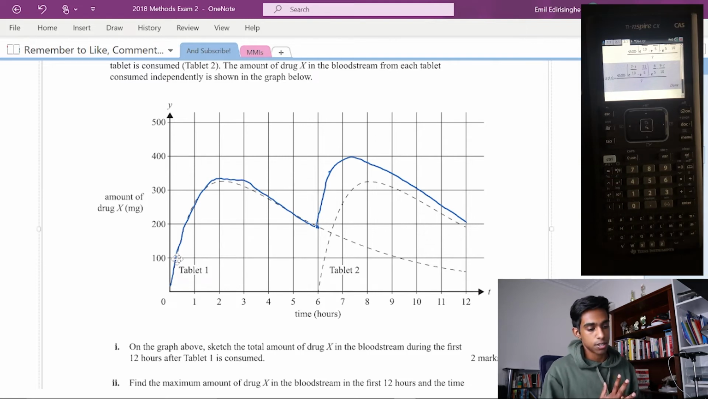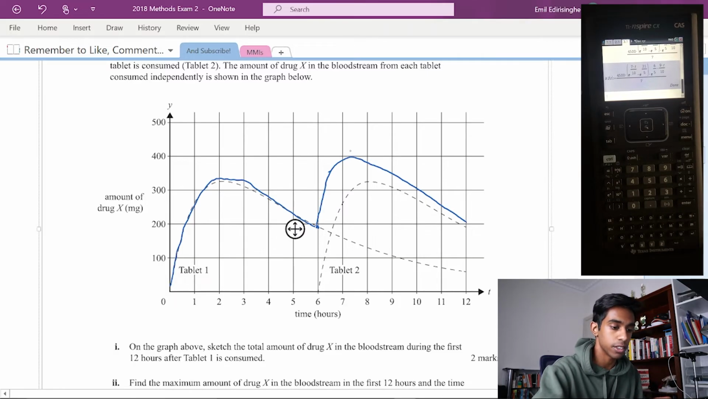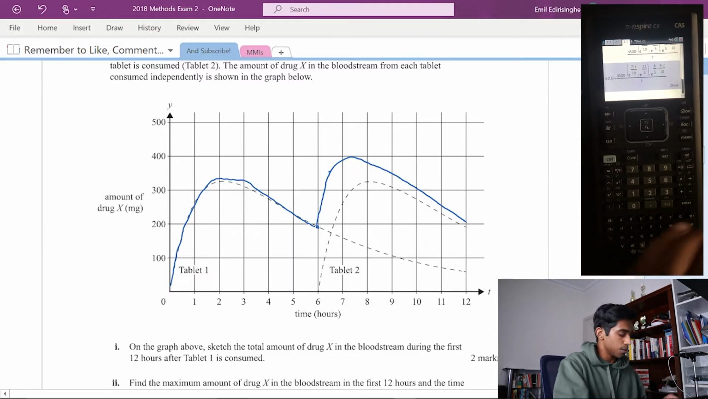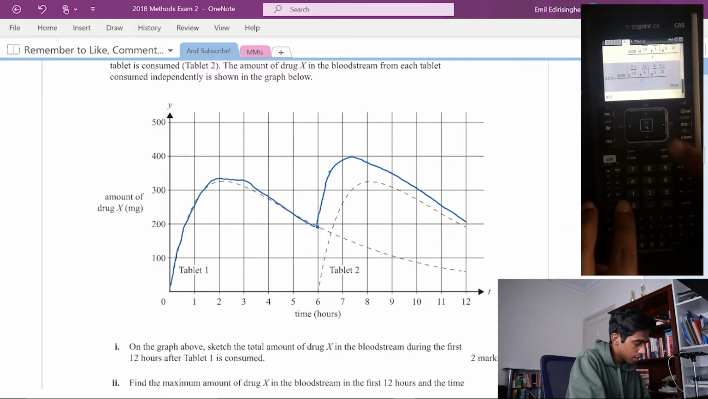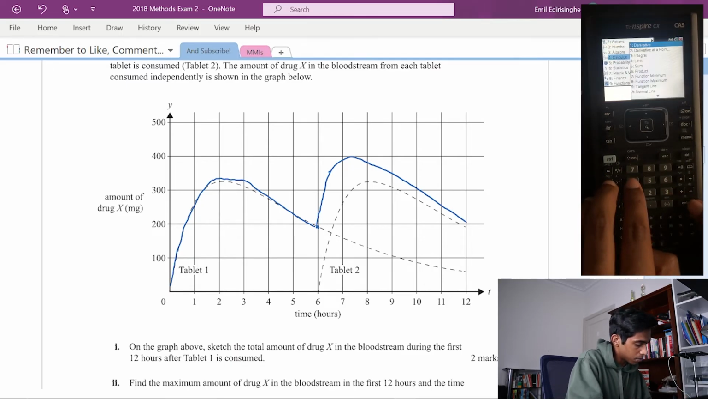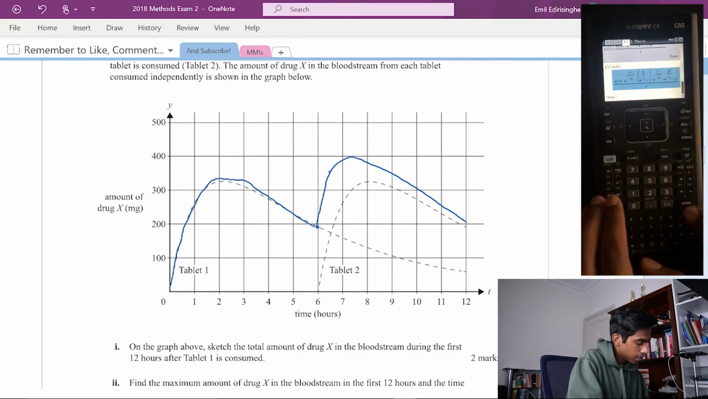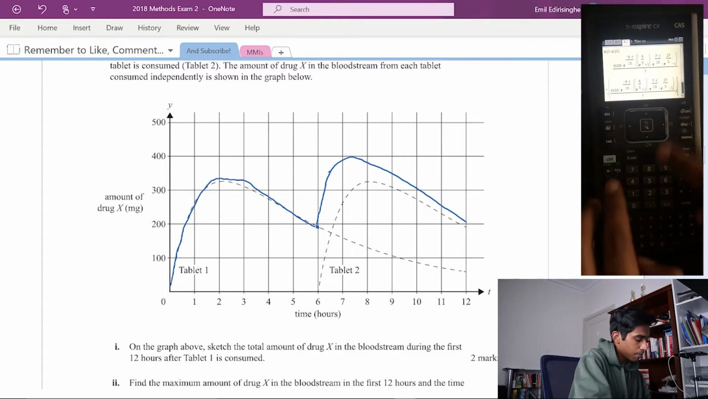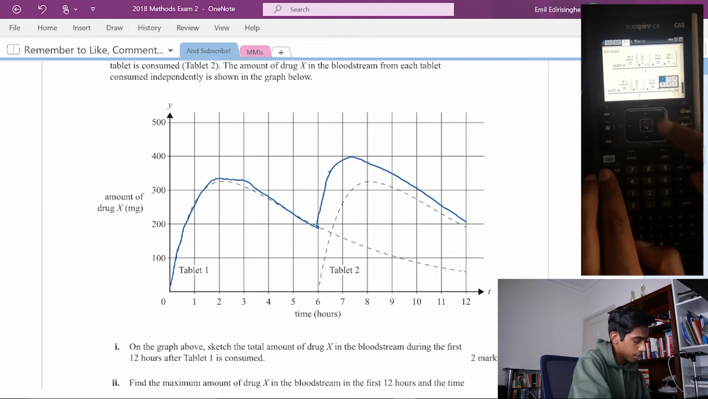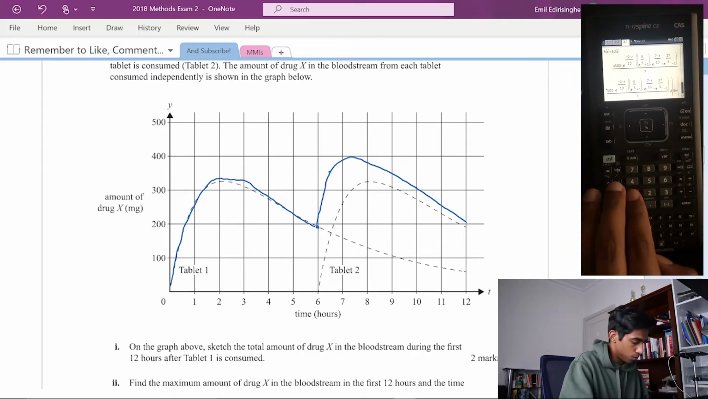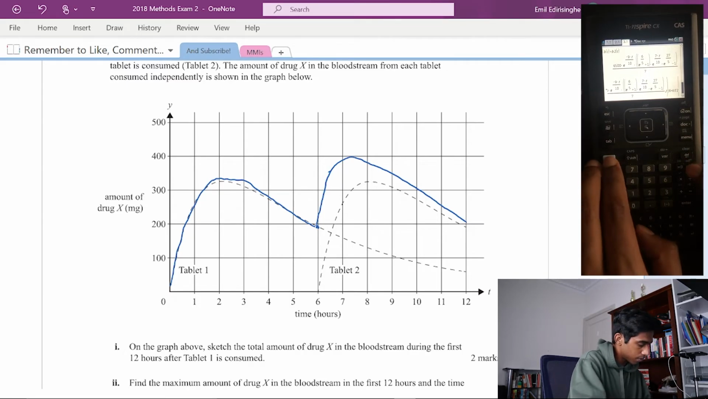Now what we're looking at is going to be the first tablet plus the second tablet, and then we're looking for this point here on the graph, which is the maximum. So what I'll do here is b of t plus b2 of t equals that, and then we'll find the maximum here. And then for t, we'll put in the definition that t is between 6 to 12.